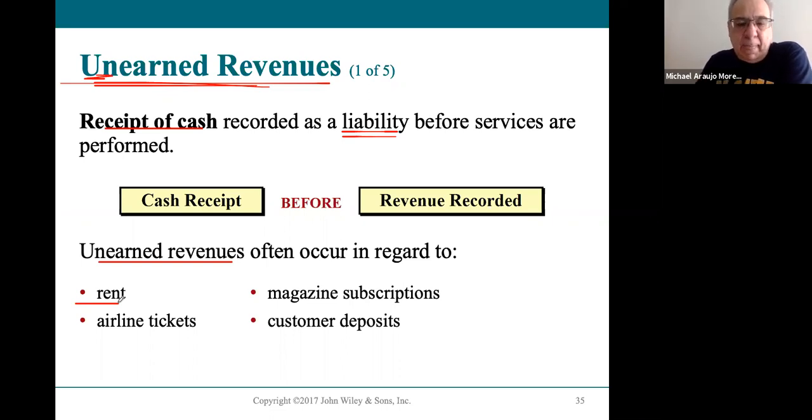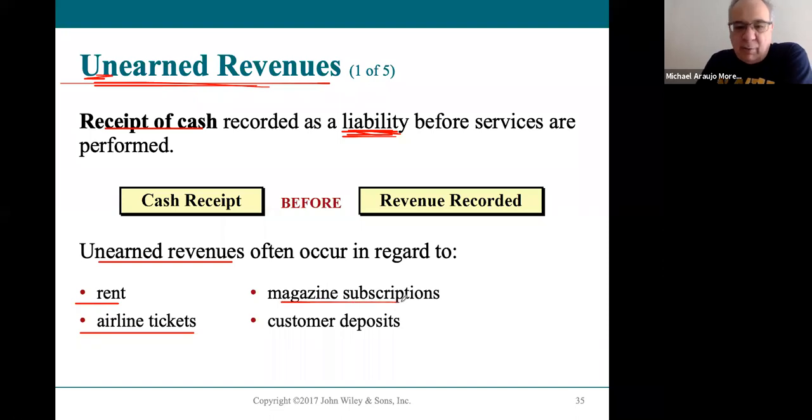Airline tickets, you usually buy these ahead of time, right? If you're planning a trip, you're buying airline tickets now for, say, a summer vacation. Well, you're paying for those airline tickets now, and the airline owes you a trip. They can't say it's revenue yet. It's a liability. It's unearned revenue because they still owe you the trip. But once they actually give you the trip, then it's revenue. Then they've actually earned it.